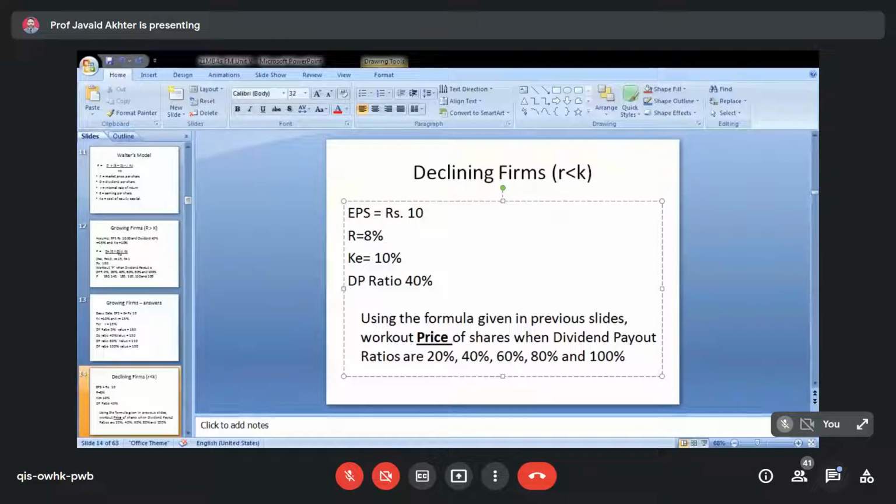Those of you who have just now joined, just write your roll number in the chat box.